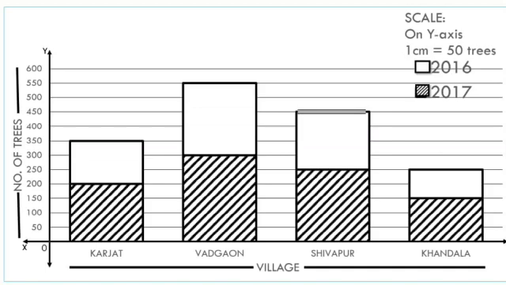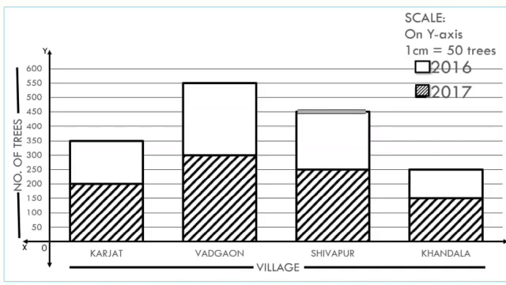Then on y-axis, what are you going to show, children? Yes, you are going to show the number of trees with the scale 1 centimeter is equal to 50 trees. After that, let's take only Karjat, okay? Then what you are going to do for the Karjat? You are going to see what is the total number of trees planted in Karjat. So what was the total number of trees that was planted in Karjat was 350, right?